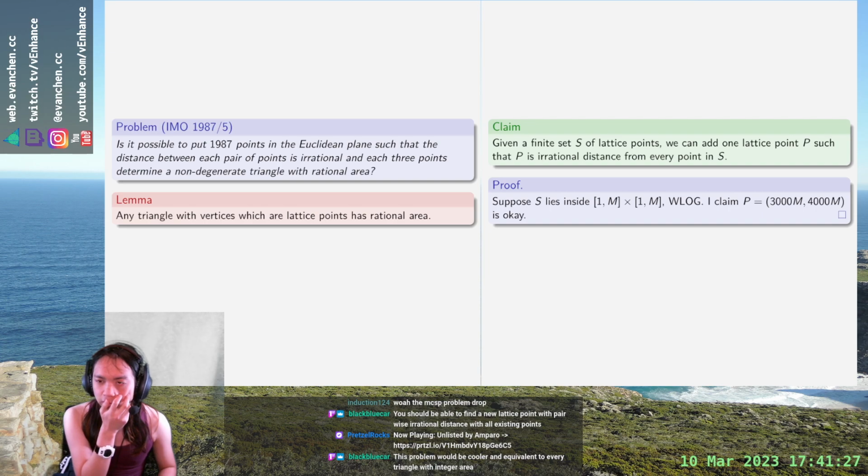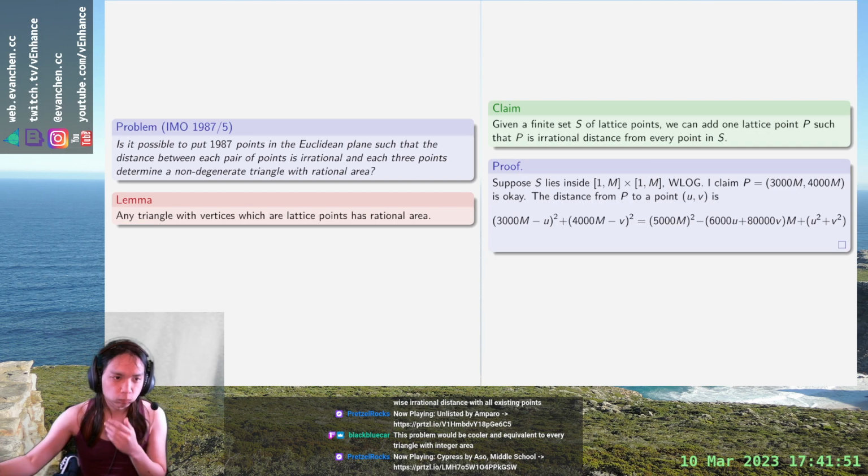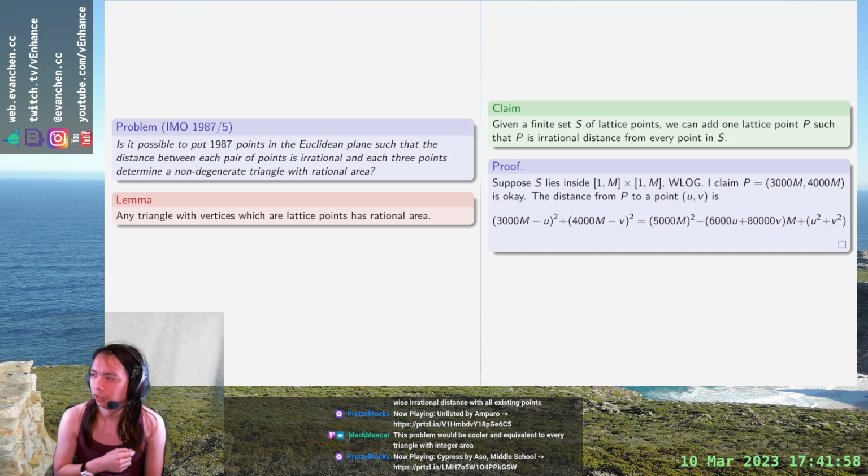6, 37, 14,000. 6,000u plus 8,000v times m. Integer area. Yeah, I think I would probably write integer area too if I was writing the problem. I don't think it really matters. Okay, well, where was I? Okay, I think my construction didn't actually work.